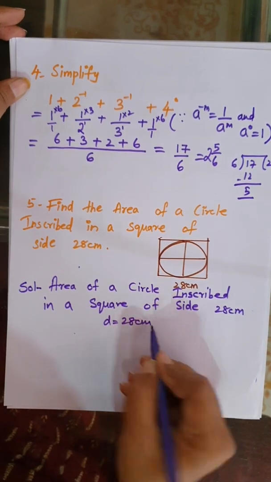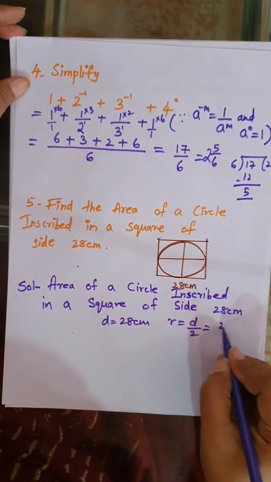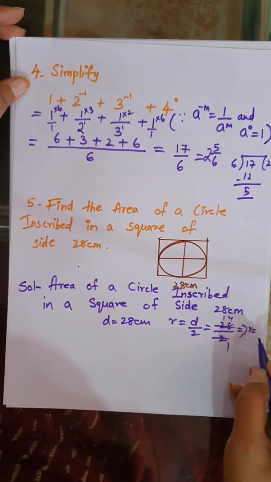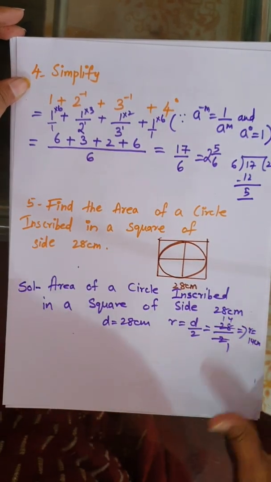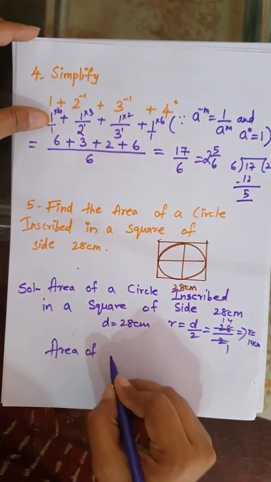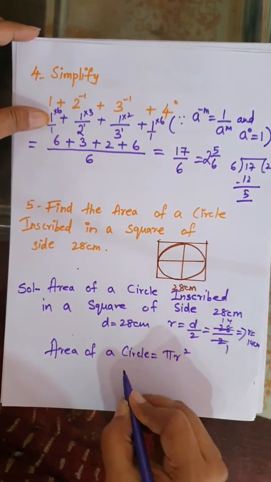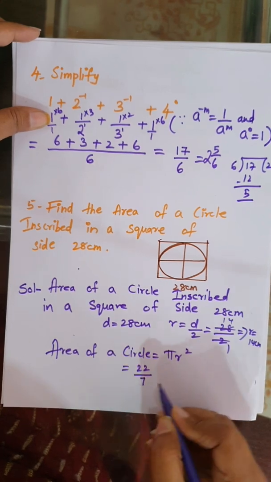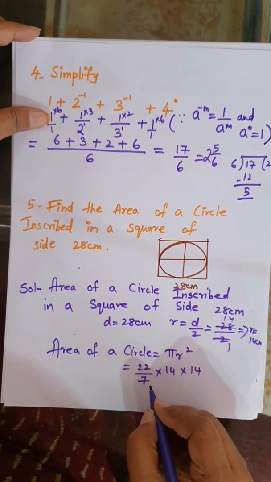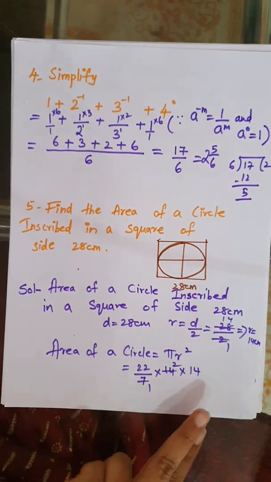But what we want is the radius. Radius is half of diameter. So 28 by 2 is 14. So r is equal to 14 centimeter. Now to find the area of a circle, the formula is pi r square. Pi is nothing but 22 by 7 into 14 into 14. 7 1s are 7, 7 2s are 14. 22 into 2 is 44.